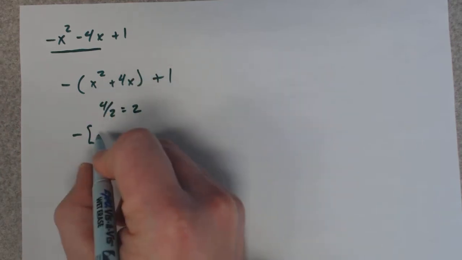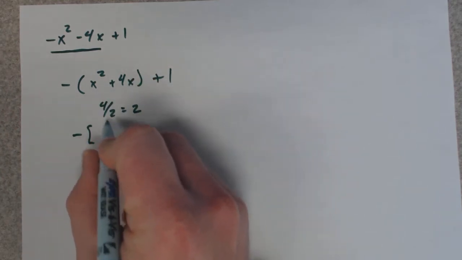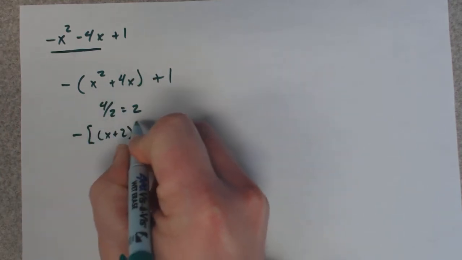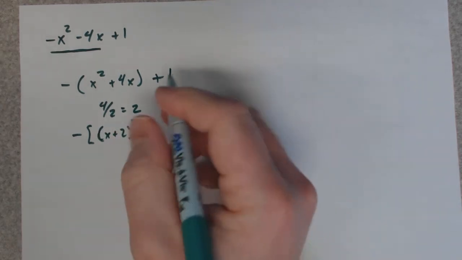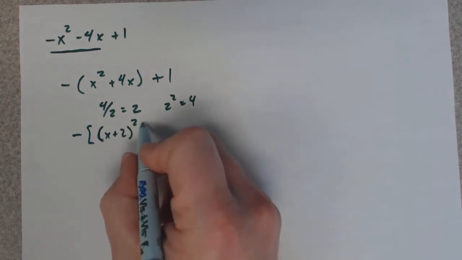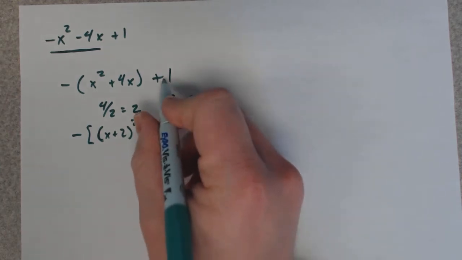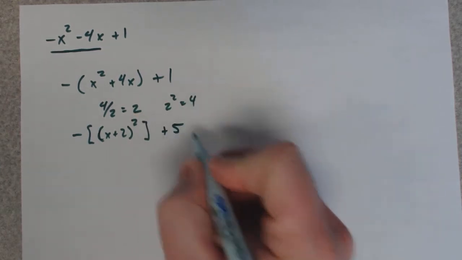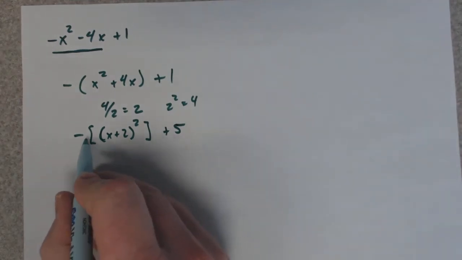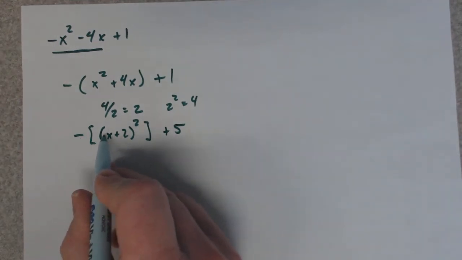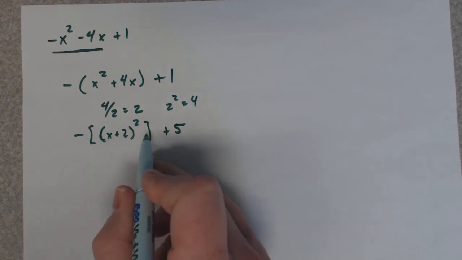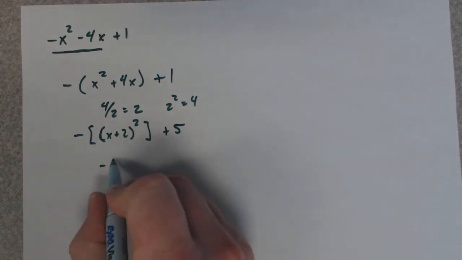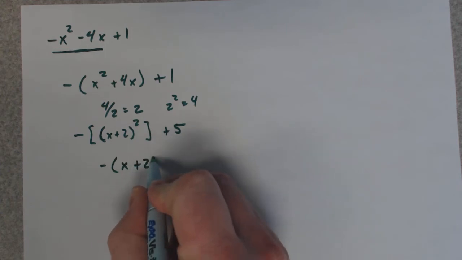Now I'm going to work like I would normally work. I say x plus 2 squared. Alright, now what is 2 squared? That's 4. Now I'm going to add that out here. So 1 plus 4 would be a positive 5. Since I don't really have anything in front, there's no point in having two sets of parentheses here, or a square bracket and parentheses. So I'm just going to put a negative in front of that parentheses.